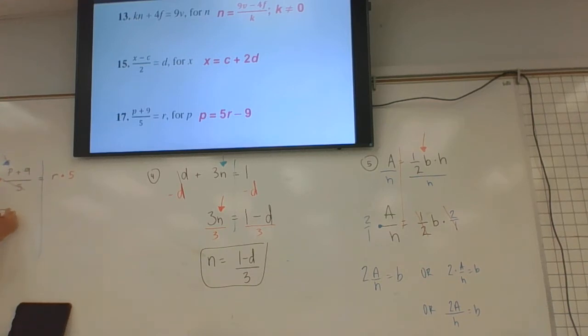Leaves you with P plus 9 equals 5R. So R times 5, 5R, same thing. Written this way is more recognizable. So I minus 9 on both sides. Minus 9 on both sides. And P equals 5R. Take away 9.